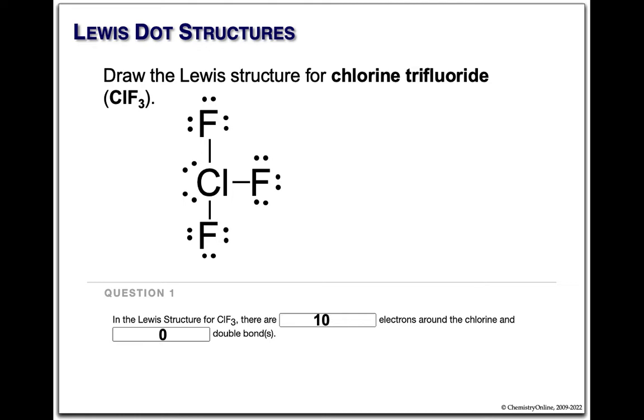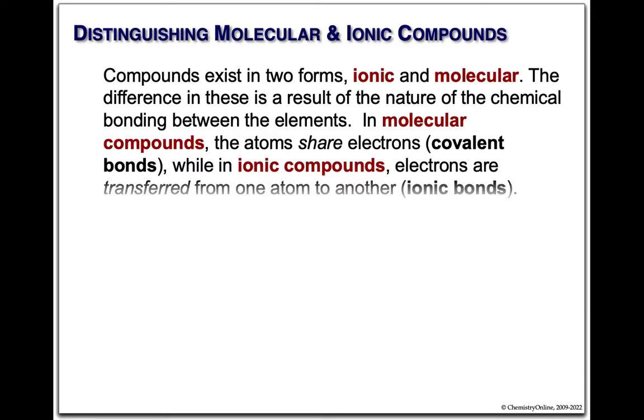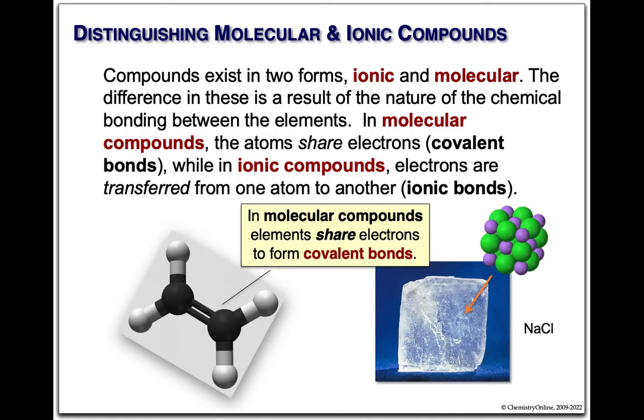I said that there were 2 types of compounds. Molecular compounds where we share electrons, and ionic compounds where we transfer electrons from one to the other. How do you know which you have? Turns out it's very, very simple. This is a molecular compound. We have covalent bonds, 2 here, 1 in each of these. And this is an ionic compound, sodium chloride. These are going to form electrostatic ionic bonds because they're simply attracted to each other.